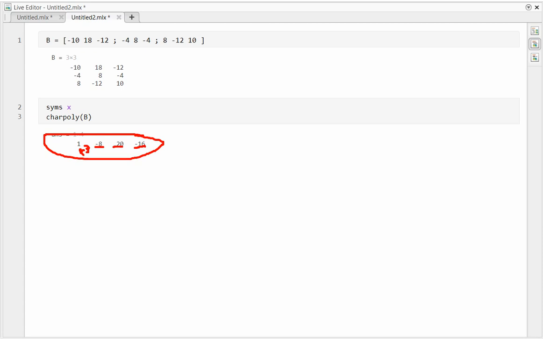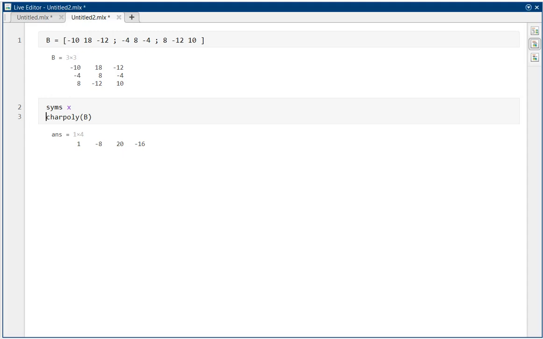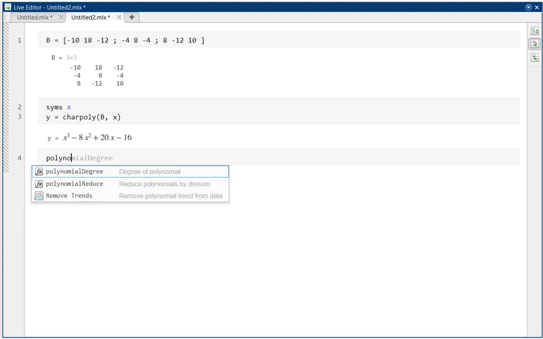Cool. But what's really nice is if I can save this, because what if I have a 4 by 4 and I want to do some polynomial long division to figure out all of its factors? Well, I can do y equals charpoly(B), and then put in this x as a secondary input, which tells it, hey, I want you to turn it into a symbolic cubic here. The cool thing is that now I'm able to use a function called polynomial reduce.